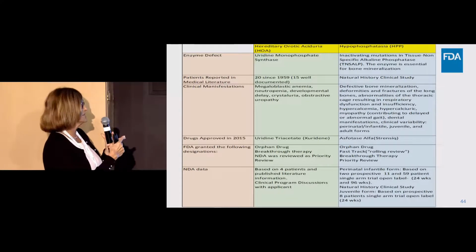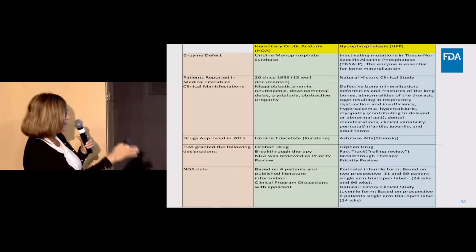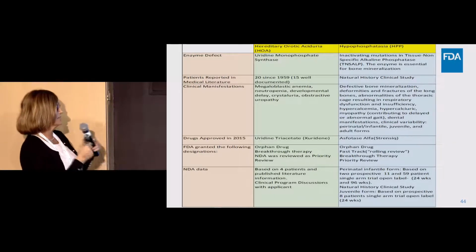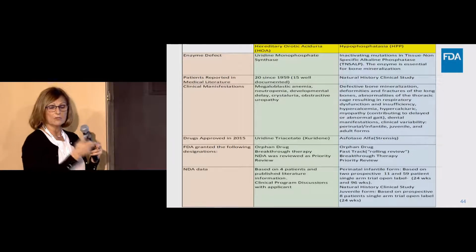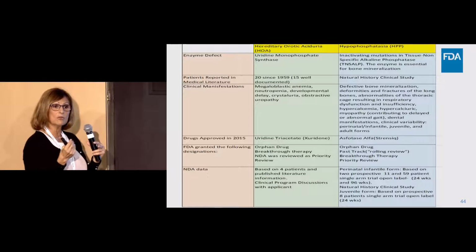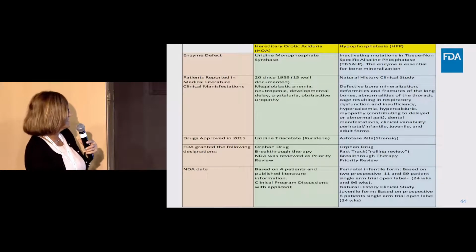They were designated as orphan drugs. They were using the breakthrough therapy, the priority review, and the fast track, really to shorten the time for the review. And so we will have a drug to treat those 2 diseases.